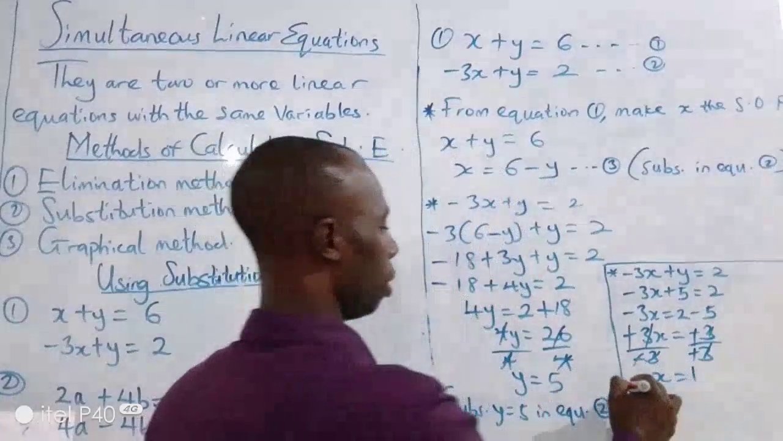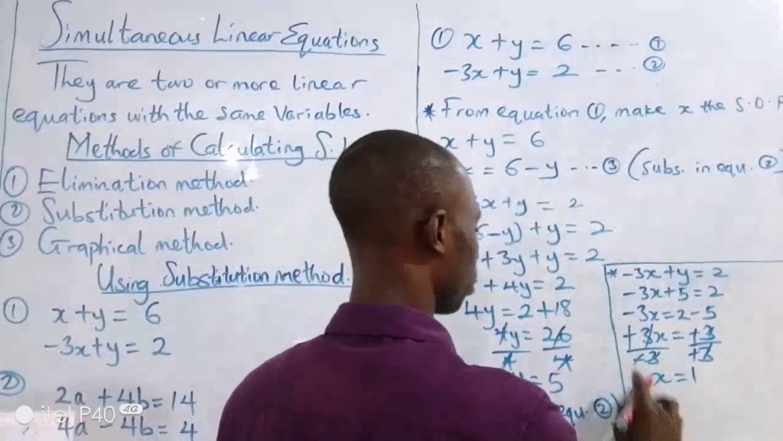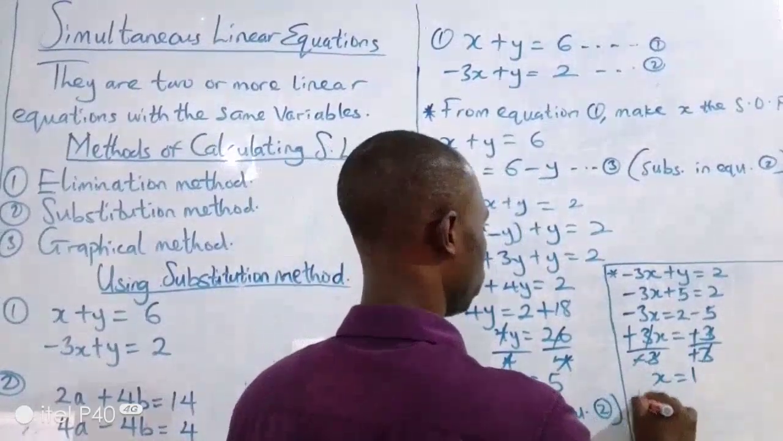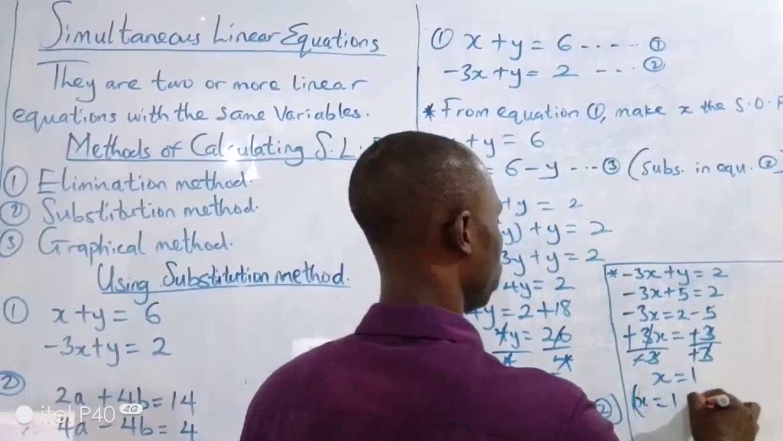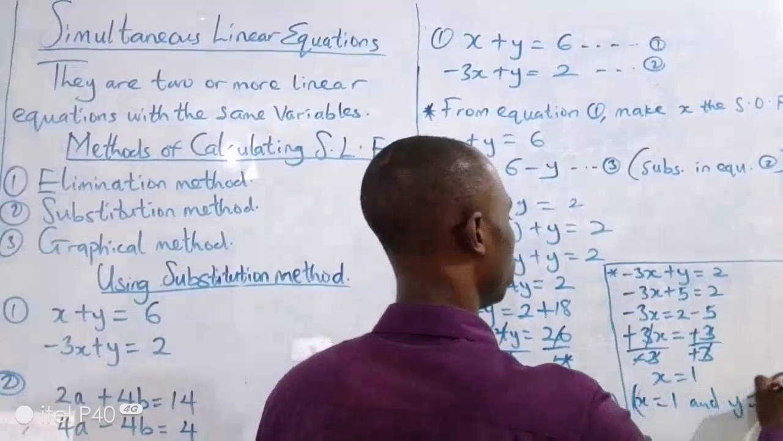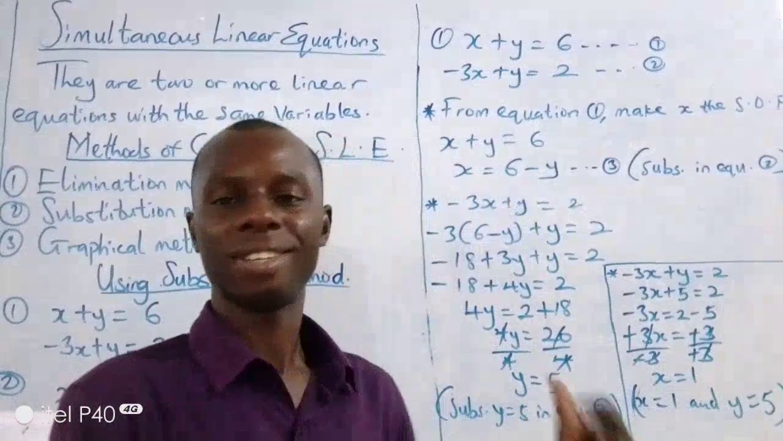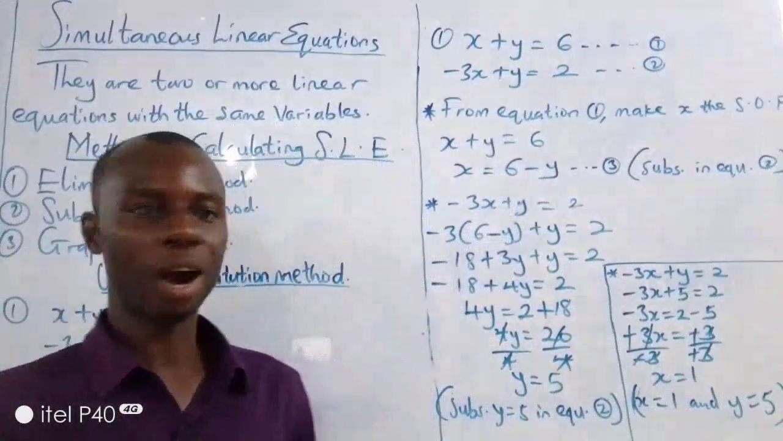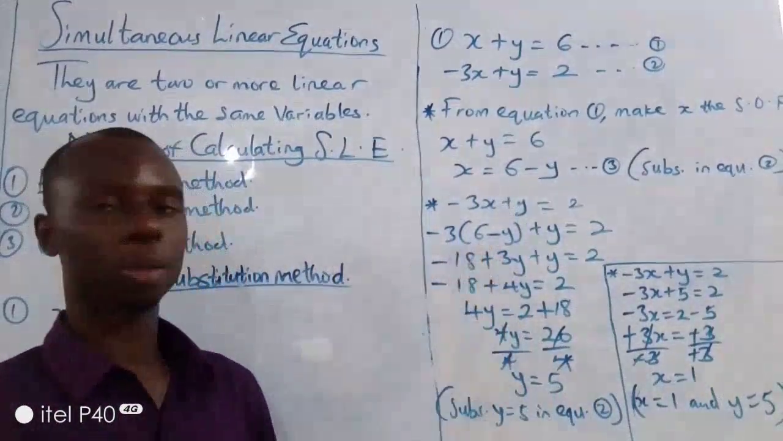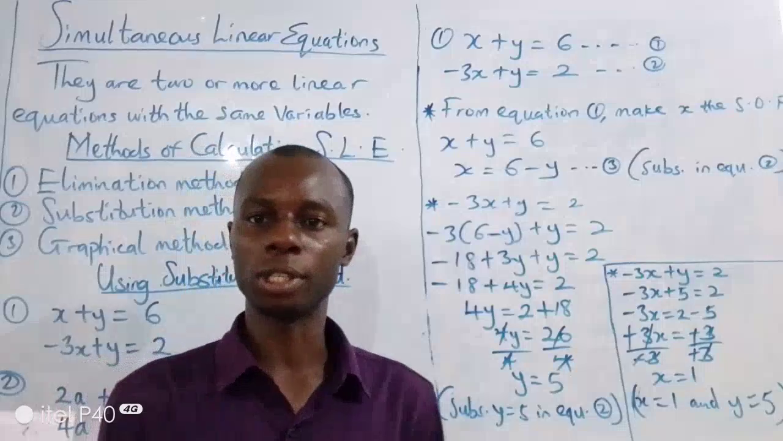So with that now, our x equals 1, and our y equals 5. Do you get that? Good. So this is how you use substitution method to solve simultaneous linear equations.